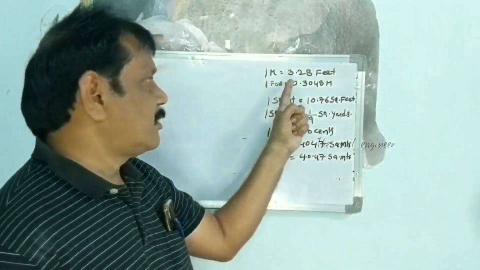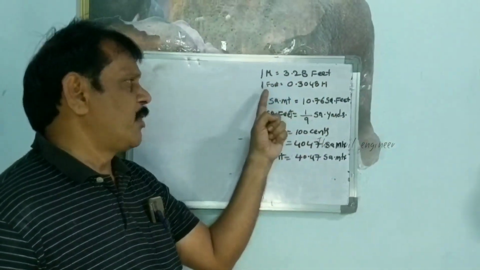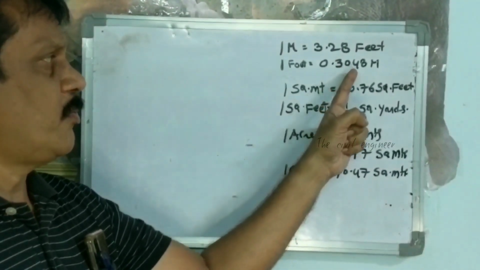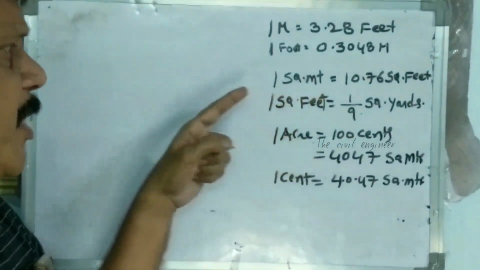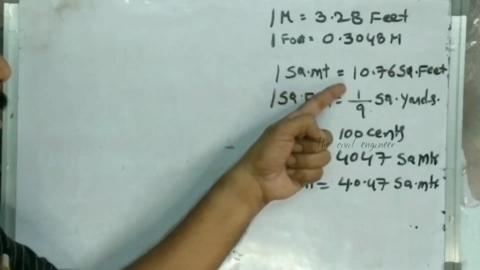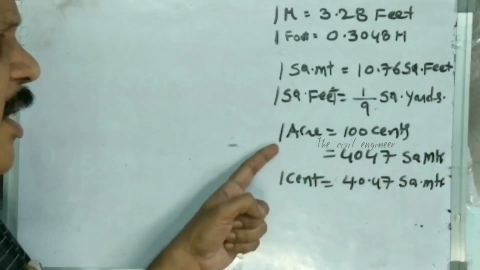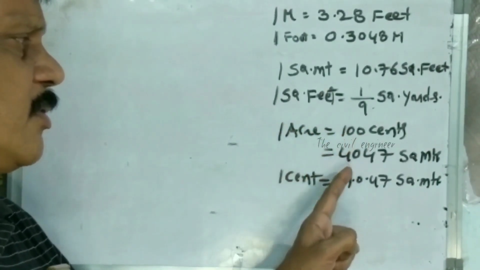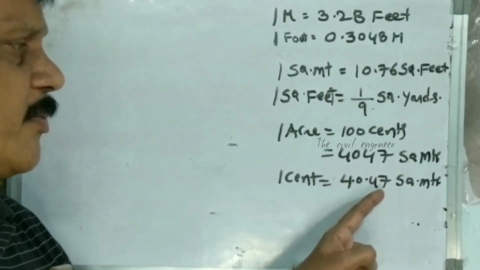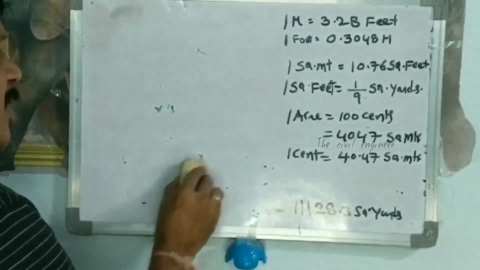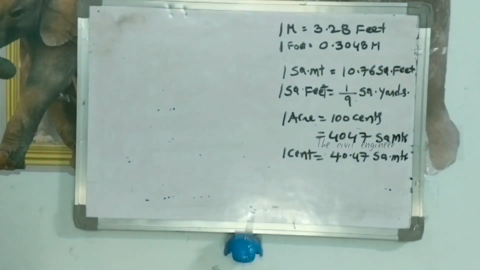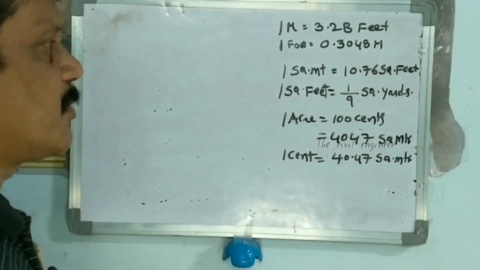1 meter is equal to 3.28 feet. So 1 foot is equal to 1 by 3.28, that is equal to 0.3048 meters. 1 square meter is equal to 10.76 square feet. 1 square foot is equal to 1 by 9 square yards. 1 acre is equal to 100 cents, that is equal to 4,047 square meters. 1 cent is equal to 40.47 square meters. As civil engineers, we have to know the conversion of site unit measurements into square meters and square feet.